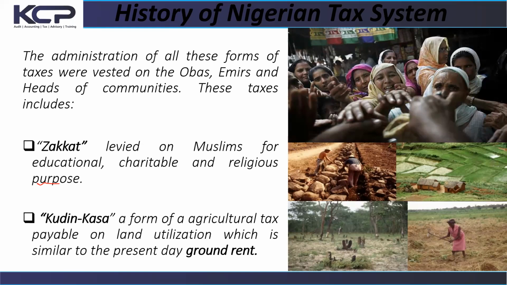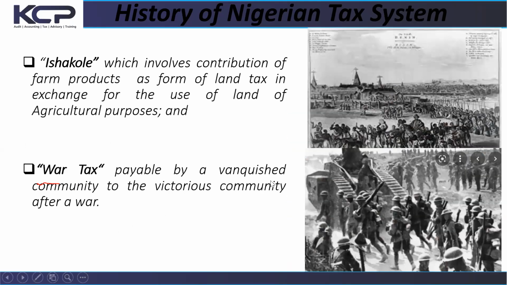All right, so Oshodi, thank you very much for your contribution. He said zakat is a portion of income earned by individuals given to a particular person. Okay, thank you for your contribution. So we've been able to identify quite a number. We've identified zakat, we've identified Kudi Kasa, we've identified Ishakole, which somebody called the harvest tax.